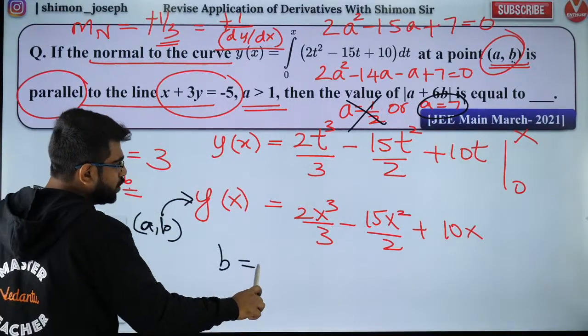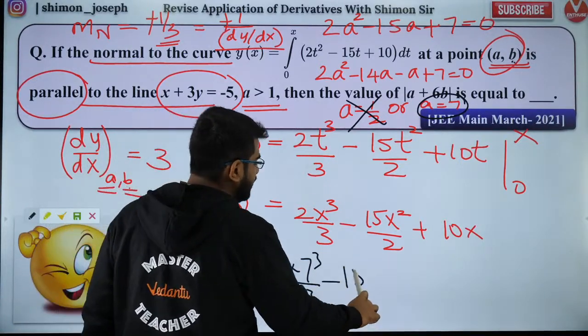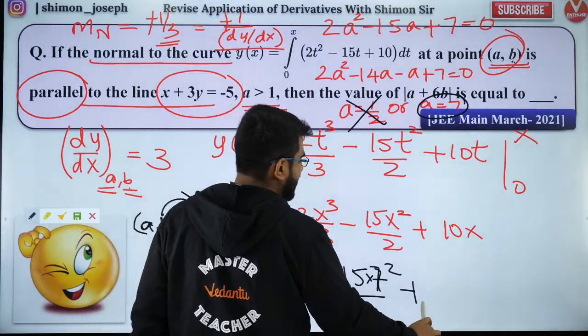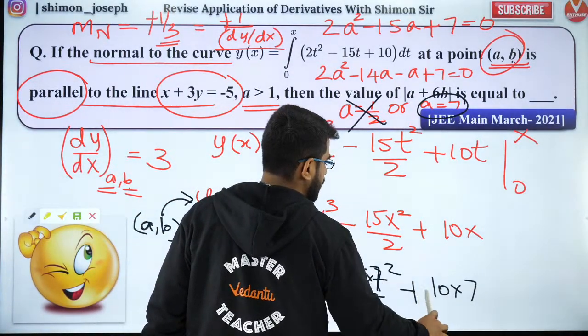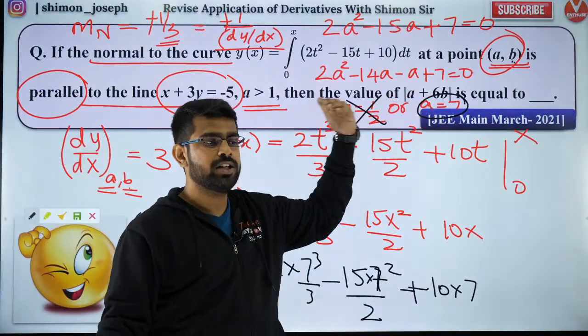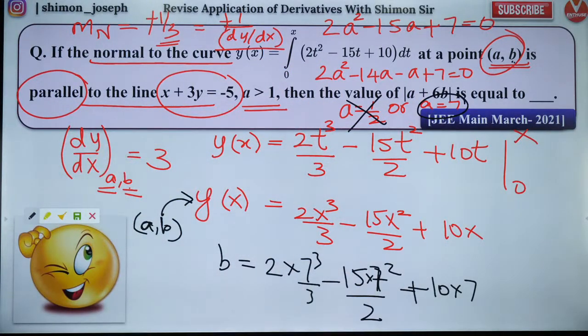So b is equal to 2 times a cube by 3 minus 15a square by 2 plus 10 into a. So that will give you b. You guys can find it out. Now put it back here. You will get the answer. As simple as that. Okay?